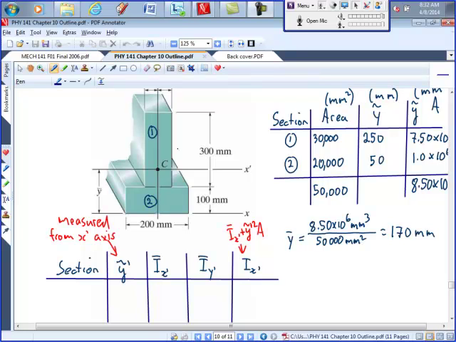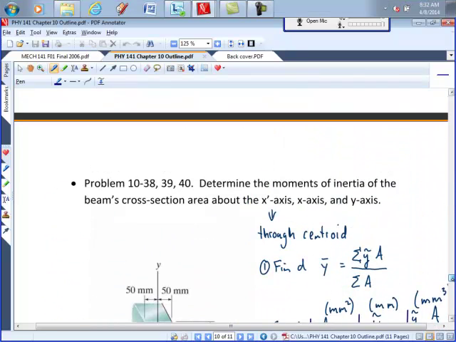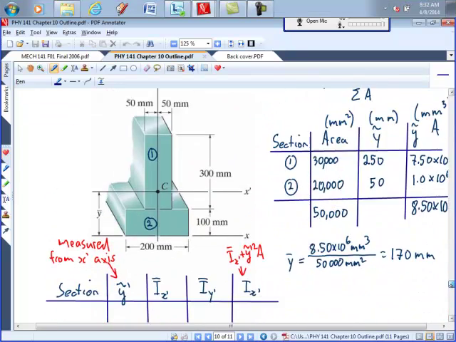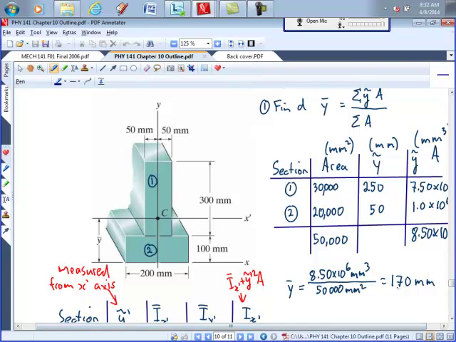Okay, so we were partway through this problem at the end of last class. We were asked to find the moment of inertia about the x prime and y-axis. So first we found the centroid, so we knew where to draw this x prime axis. The centroid was found to be 170 millimeters above the x-axis. That's where y bar was.